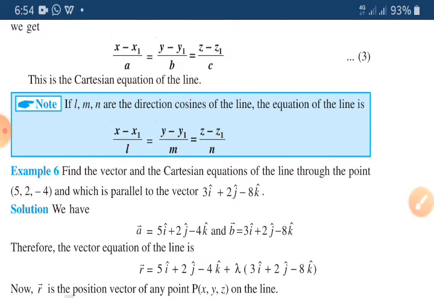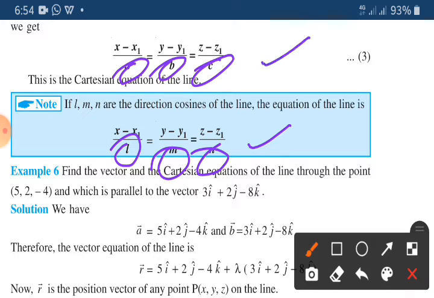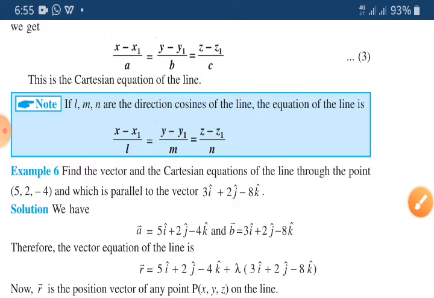Now, if l, m, n are direction cosines of the line, the equation of the line is x minus x1 by l is equal to y minus y1 by m is equal to z minus z1 by n. When the direction ratios are a, b, c, we use the earlier equations. When the direction cosines are l, m, n, we use these equations. Okay.